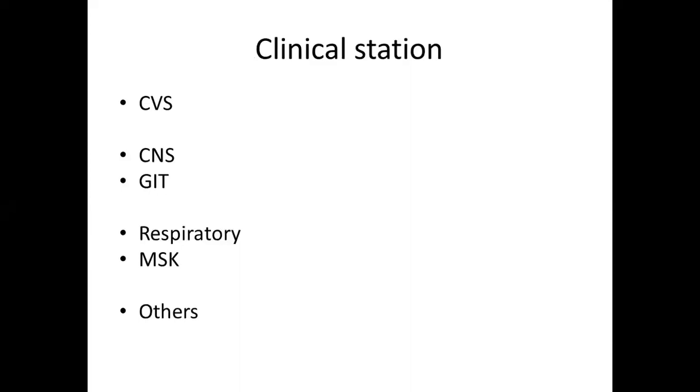Okay, now let us talk about each of these stations a little bit, a superficial insight of every station. So let us talk about the clinical station. The clinical station can be from CVS, CNS, gastroenterology, respiratory, musculoskeletal, and there is one other thing, others. Now, others can be anything, like a GP, general physical examination, for example. This is a child, just do the GP of this child.